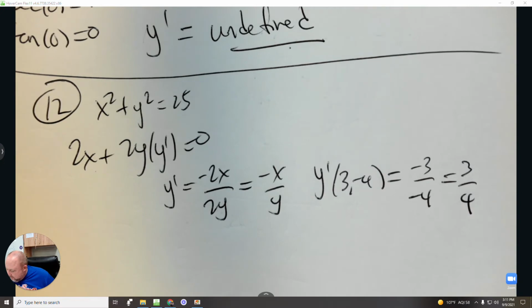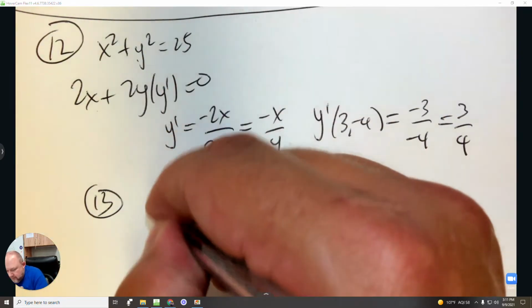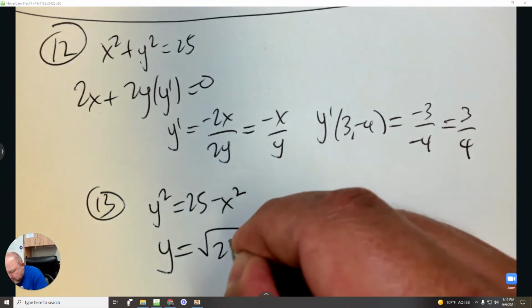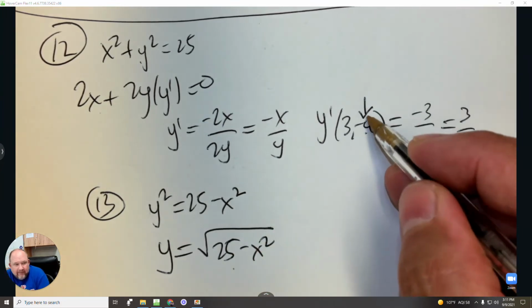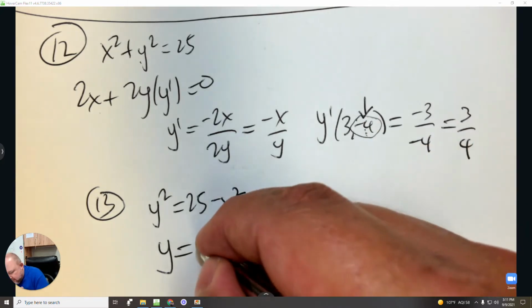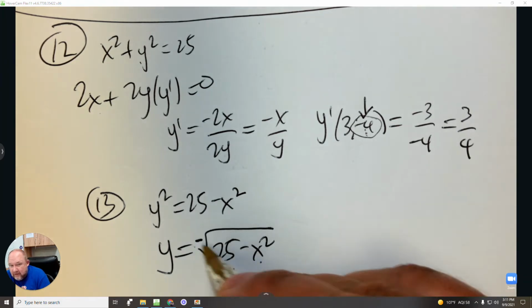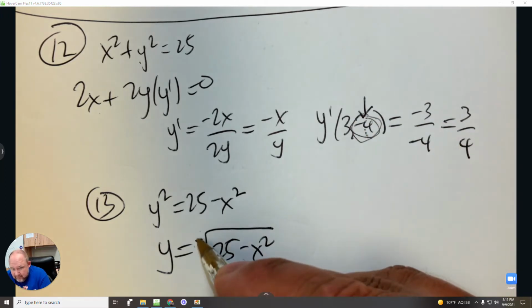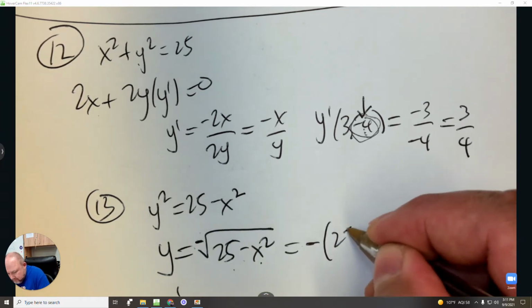Number 13, use explicit. So you have to solve for y first. If I solve for y here, it'd be y squared equals 25 subtract x squared, and then take the square root. Now the answer could be positive or negative. I want you to notice that the y value here is negative 4. So we need to find the negative here, so that when I plug in 3, the answer is going to be negative 4. So the answer could be positive or negative, but this y value tells me it must be negative on the outside, so that when I take the derivative of this, it's negative.